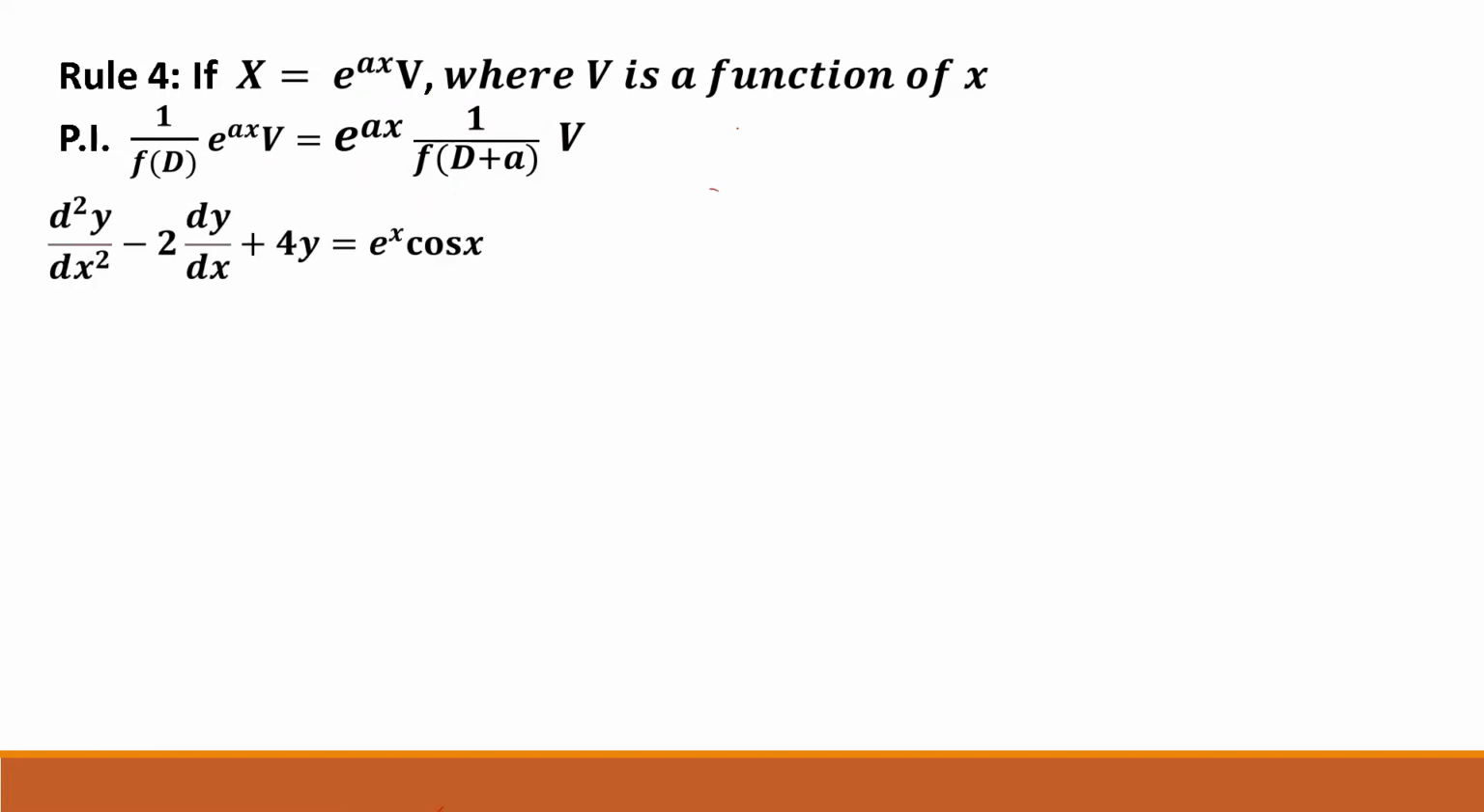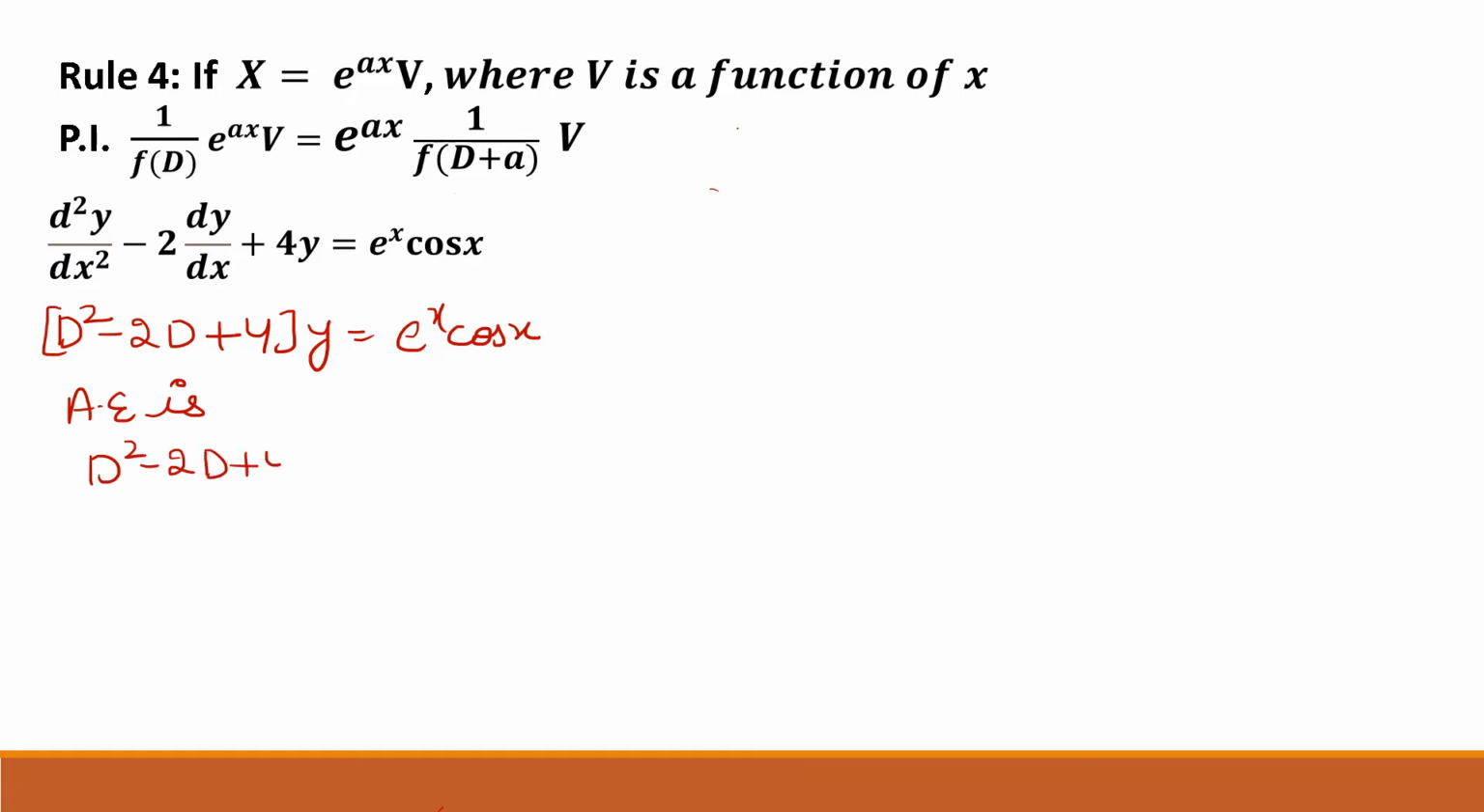So this is our example. Here, the first thing is to write the symbolic form. So (D square minus 2D plus 4)y equals e power x cos x, right? And next, we need to find the complementary solution, and for that we need to find the roots of the auxiliary equation. What is the auxiliary equation? D square minus 2D plus 4 equals 0. Now what are the roots for this?